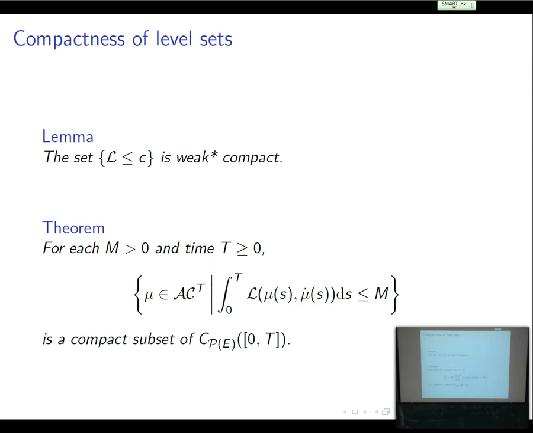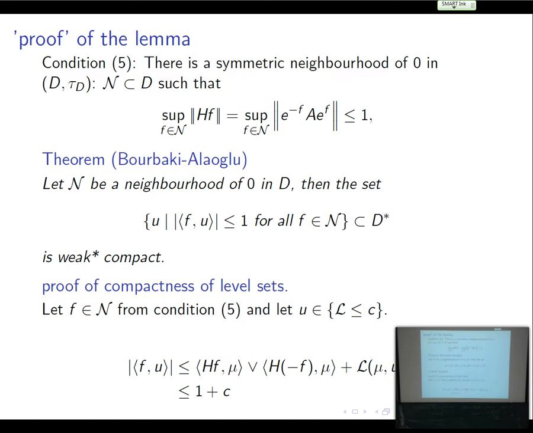Let's give a short proof of the first one. Okay. So recall this condition completely at the bottom in terms of the growth of H. So there was a symmetric neighbourhood of 0 in D, such that if I take the supremum over all functions in that neighbourhood of H of f, this was bounded above by 1. So suppose that this neighbourhood exists.